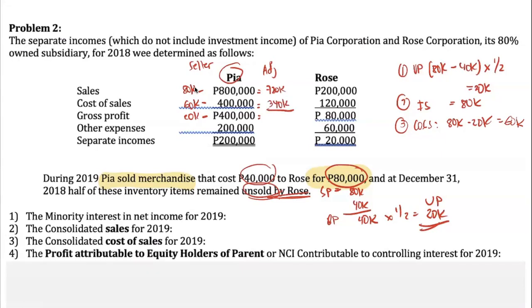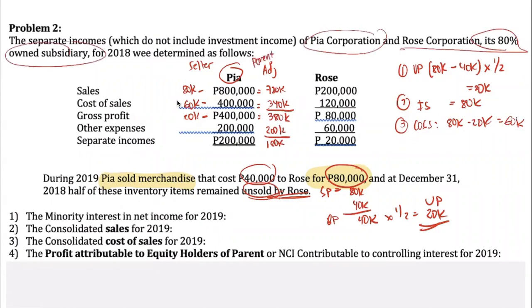400 less 20, adjustment for gross profit, we have here 380,000 pesos. And then we have other expenses of 200,000. So 380 less 200, we have 180,000 pesos. Okay. So the separate incomes of PIA, Rose, it's 80% subsidiary. So PIA is the parent, Rose is the subsidiary. Okay. The first question is, what is the minority interest in net income for 2019?